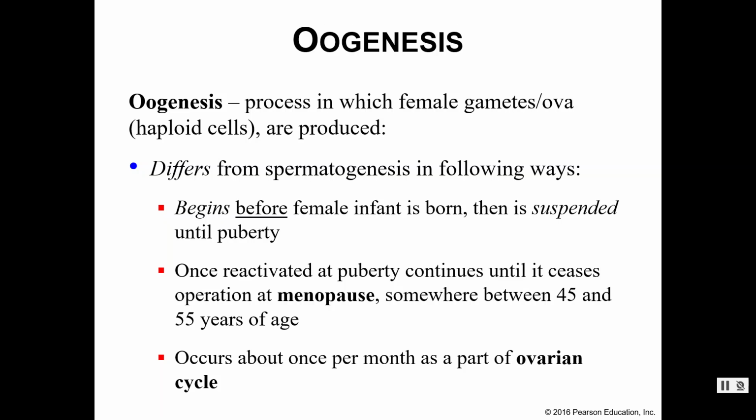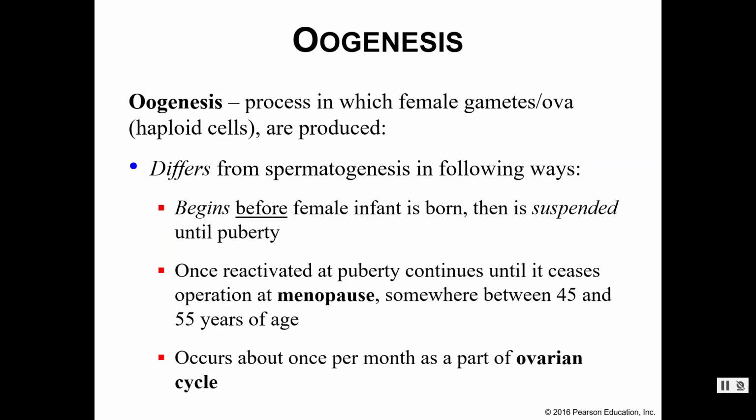Now remember, spermatogenesis, we didn't start until puberty, but we continue throughout life. Oogenesis starts before the female is born. We're going to pause until puberty. We're going to pick back up at puberty, but we're going to stop at menopause.